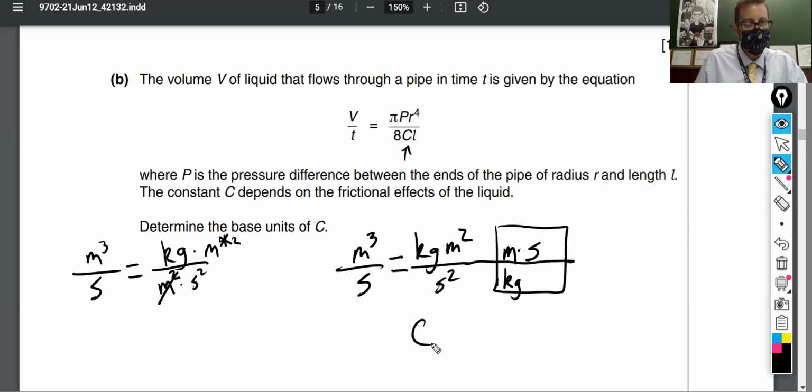So what are the units of C? C must have units of kilograms per meter per second. Because remember, as we plug it in, the denominator of the denominator goes back to the numerator. And so these that are in the denominator of C move back to the numerator here where we want them. So they combine to give us meters cubed per second.